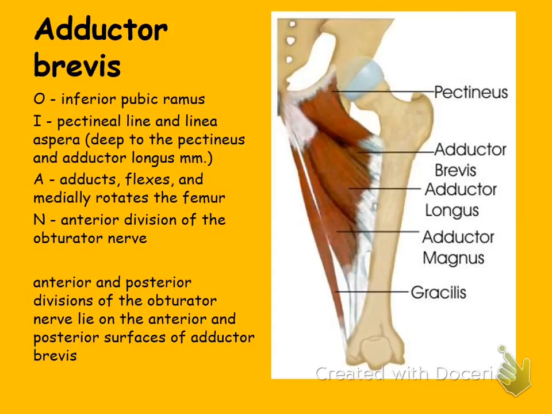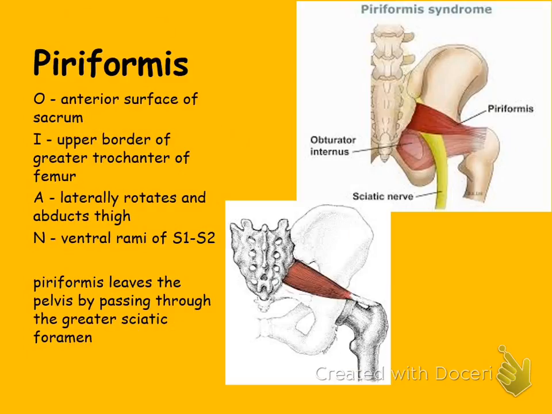Adductor brevis is just a smaller, shorter one at the very top. So we got brevis, longus, and magnus. Really strong muscles. This helps you hold yourself on a horse. These are the muscles that clamp down on the horse to make sure that you don't fall off. Right? Adducts, flexes, and immediately rotates the femur. But they all insert on that really thin line on that femur.